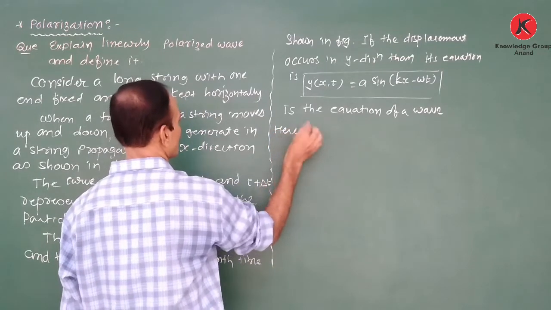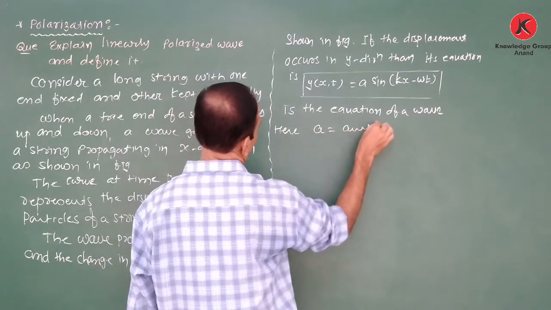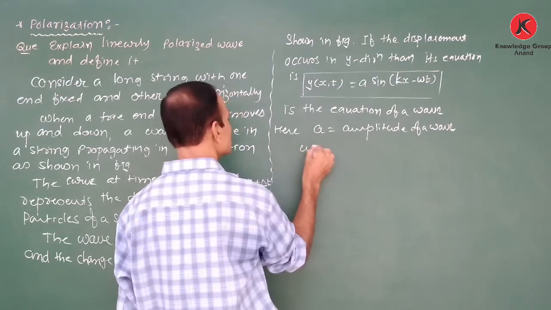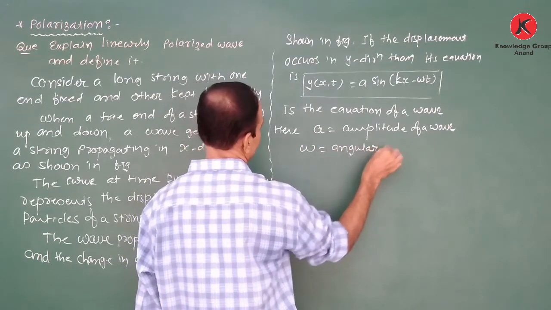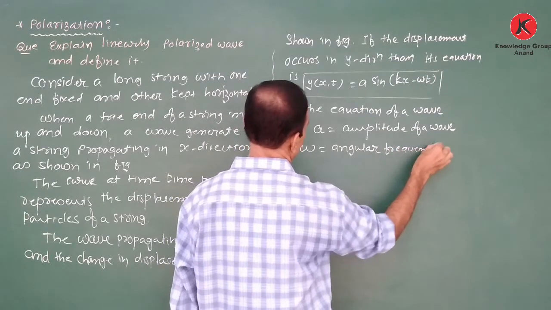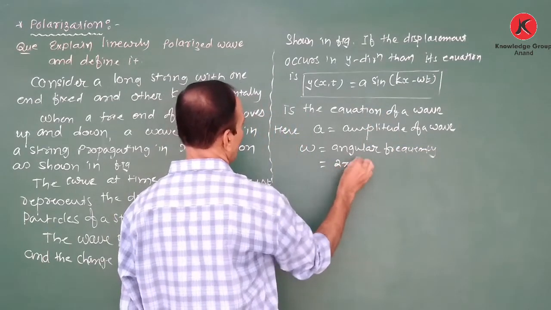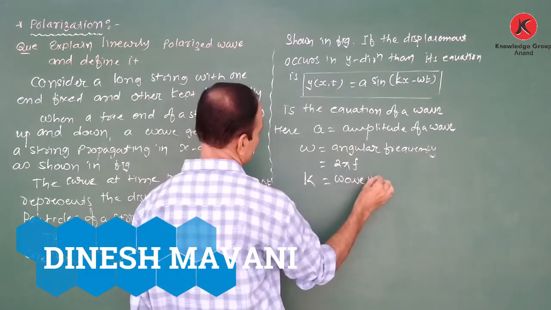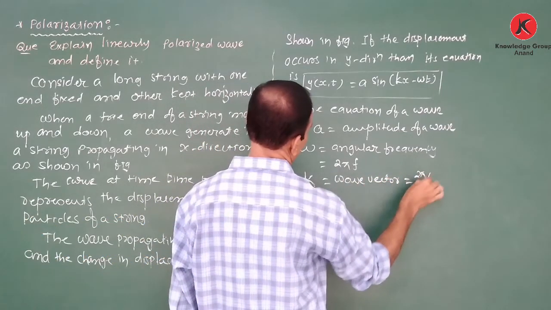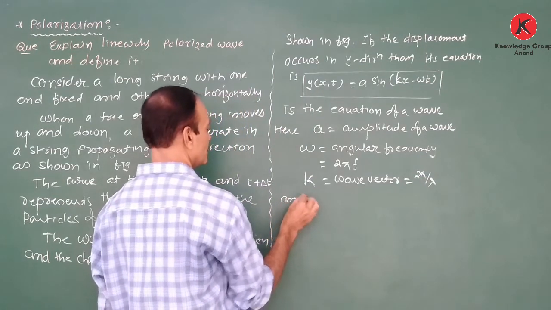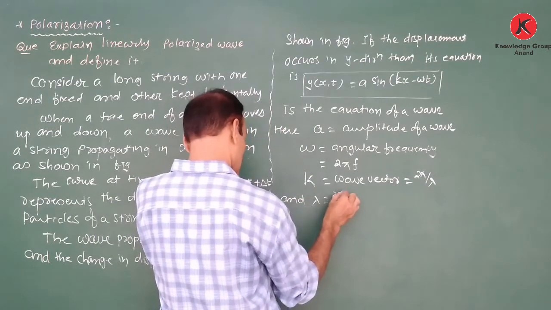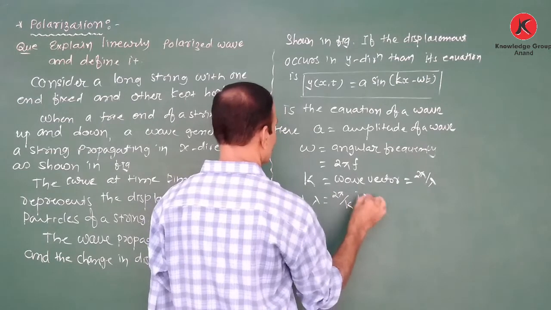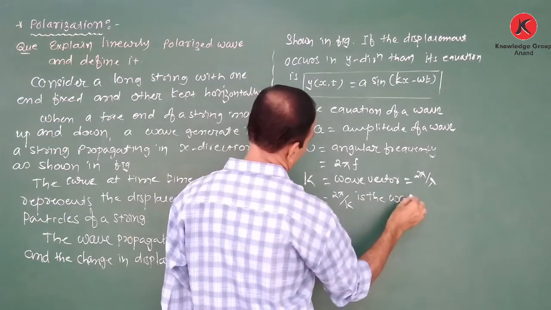Here A is the amplitude of the wave. Omega is the angular frequency, equal to 2πf. k is the wave vector, equal to 2π/λ, and λ is equal to 2π/k, which is the wavelength.